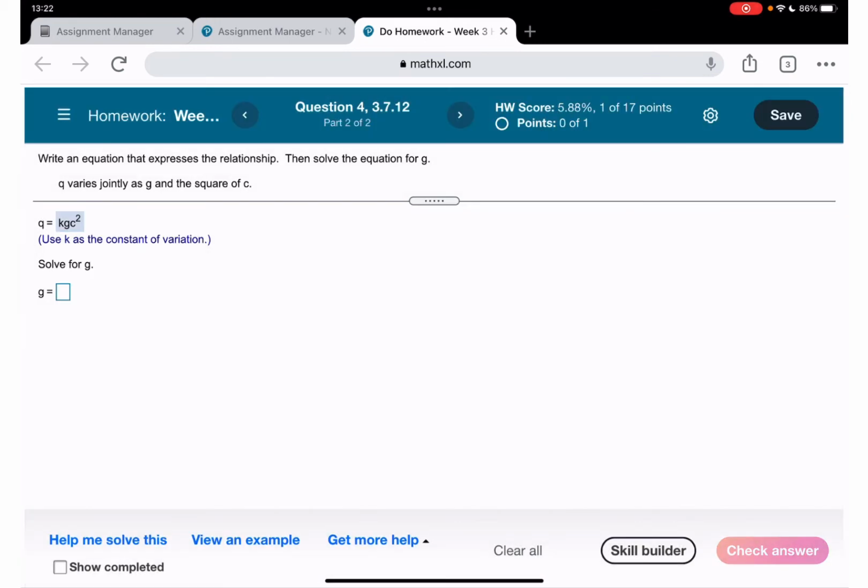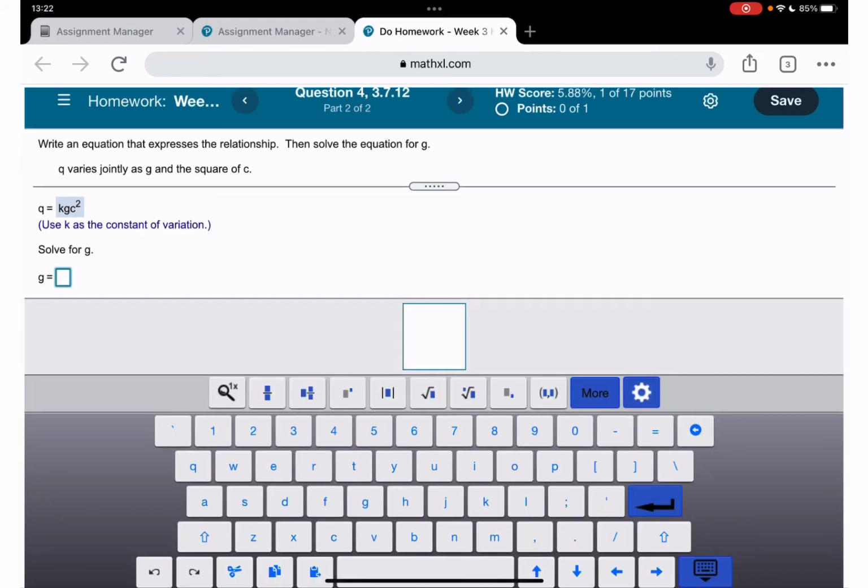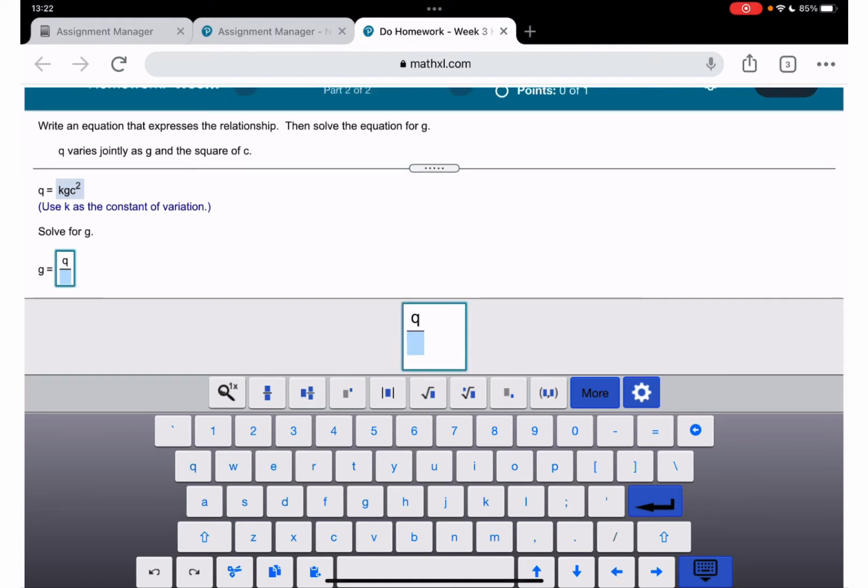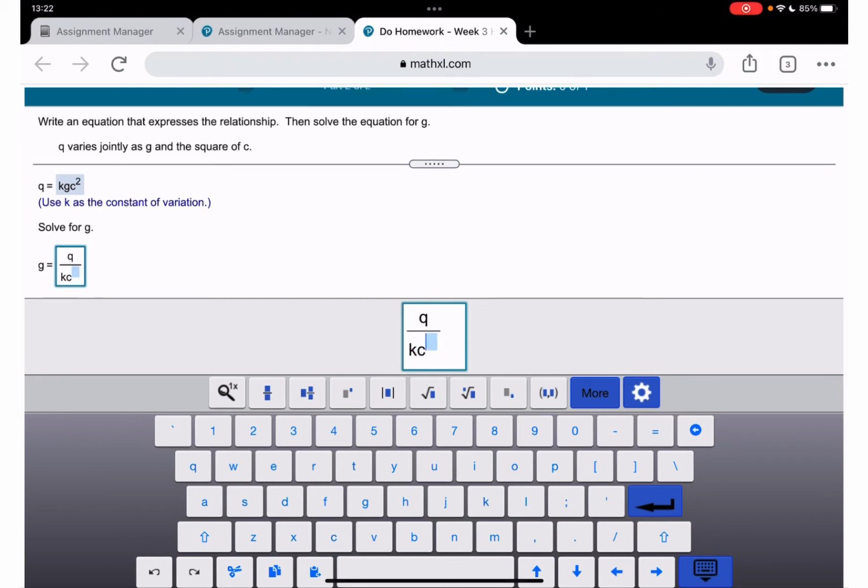Bingo. And from here, G is going to be equal, look here, if G is my X, then K and C squared is going to be my coefficient, right? I have to divide by the coefficient. And the same operation I have to do to the left side. So Q also divide by K and C squared. Let's do it. Q divided by K and C squared, right?